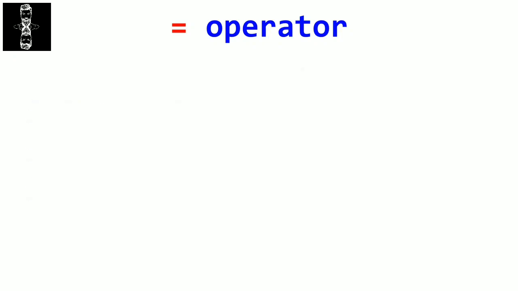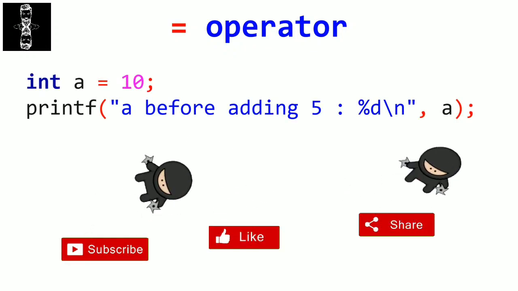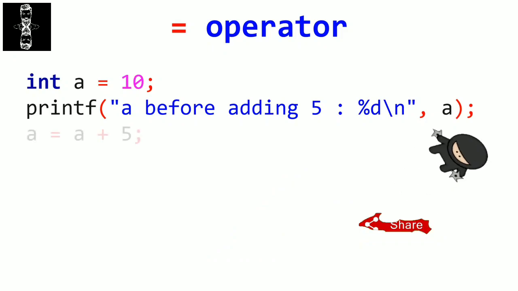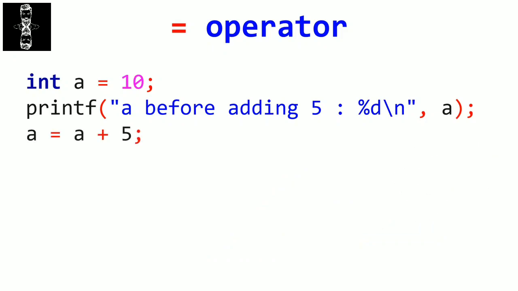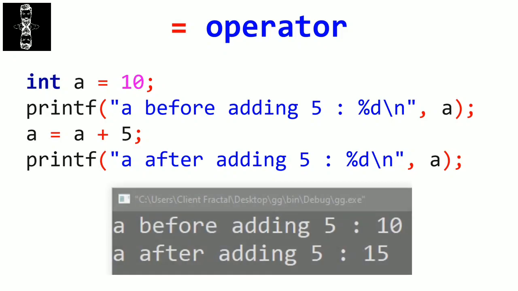For example, we have a variable a and we want to add 5 to it. The first solution is to write a is equal to a plus 5. It seems confusing, but note that the value of a doesn't change until the end of the instruction, so we can use it in the right side. And here the value of a will increase by 5.